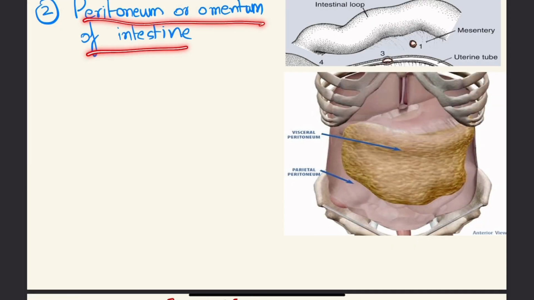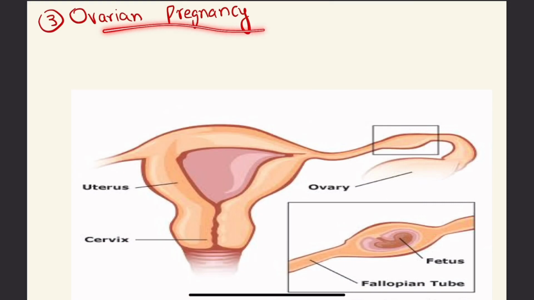Next can be the peritoneum or omentum of the intestine, that is protective connecting tissue of the intestines. Next is the ovarian pregnancy, which implants at the ovary. Normally the ovum moves here to the ampullary portion, and then it is fertilized by the sperm in the uterine tube, then it moves to the uterus for implantation. But if it is fertilized in the ovary, that is ovarian pregnancy.